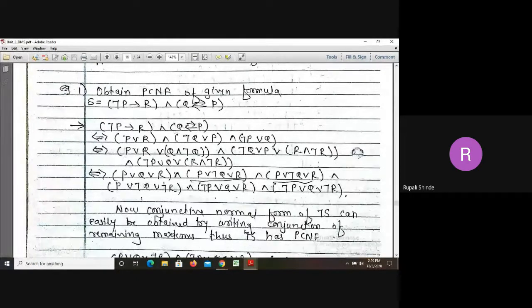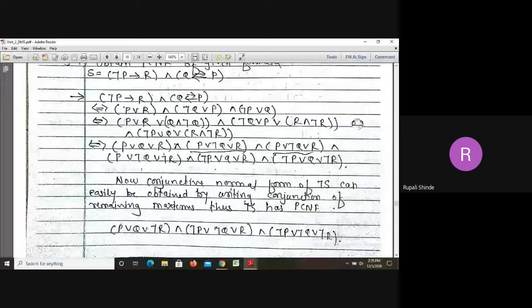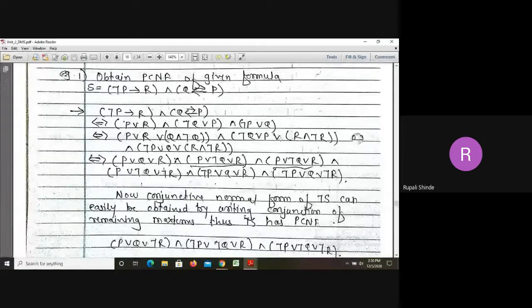Now check whether there is any repetition of terms. Yes, the second and third terms are repeated, so we can consider that term once. So the total number of terms we got here is 1, 2, 3, 4, 5. 5 terms we got here, and this is our required PCNF, that is product of sum form. Check here, product is there outside the bracket, sum is there inside the bracket, and each and every bracket is containing all 3 variables P, Q, R. That's why whatever answer we got, that is correct.